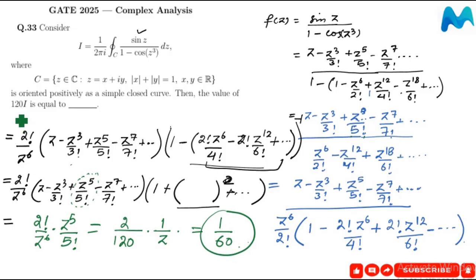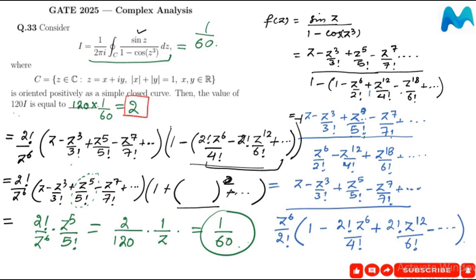So the question is the value of an integral. So the integral will be 1 by 2 pi, and here, instead of this, we can write 60, since the residue of this will be 60. So we can solve it like this. Now 120 into 1 over 60, so that is 2. So the correct answer is 2. I hope you have understood.